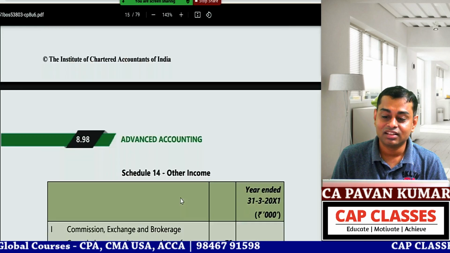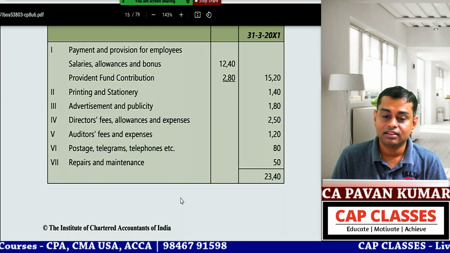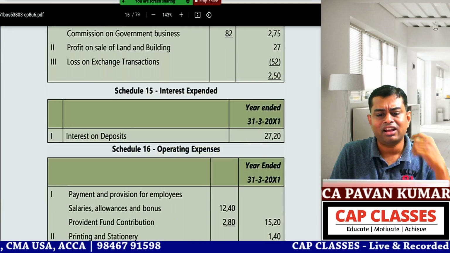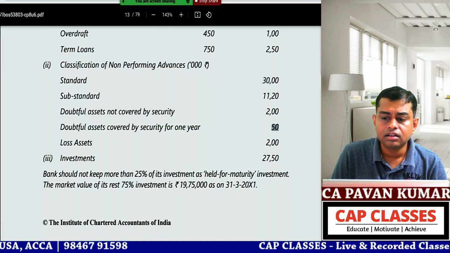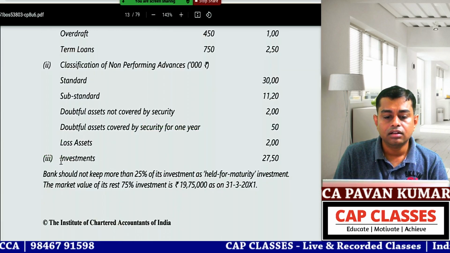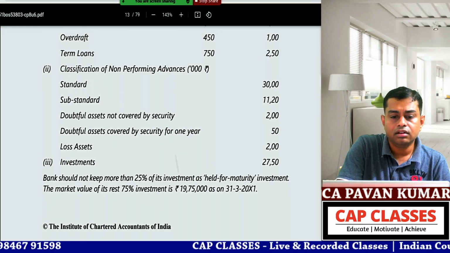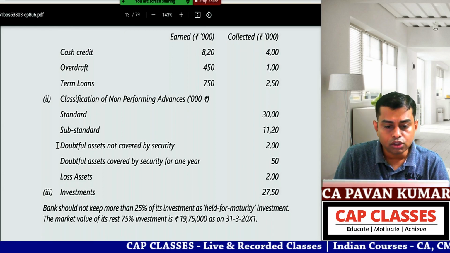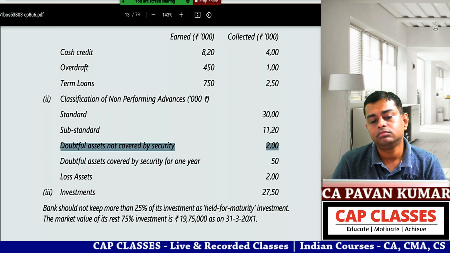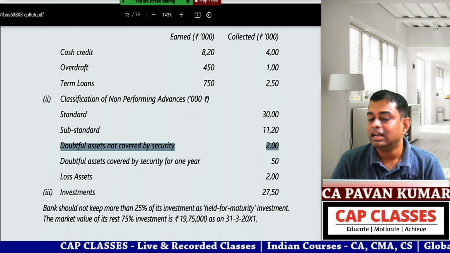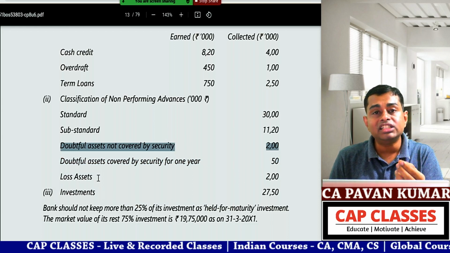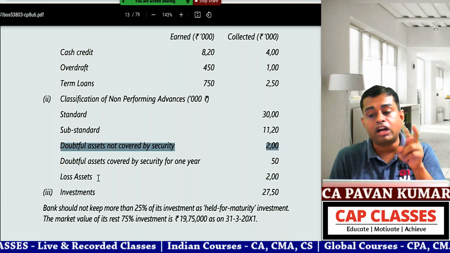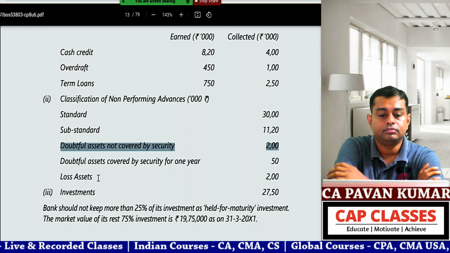Which step? The 2000 in the standard assets below that, sir. 2000 is there, no? So should we take that or not? Where? In the adjustments or other information, below the question. In that, we have taken the 200, sir. Doubtful assets not covered by security, yes, 100% you need to take on this. So we should consider it as a loss asset, sir. Doubtful assets not covered by security is always 100%. Doubtful assets covered by security: year 1 up to 1, 1 to 3, above 3. Okay, sir. Understood, sir.